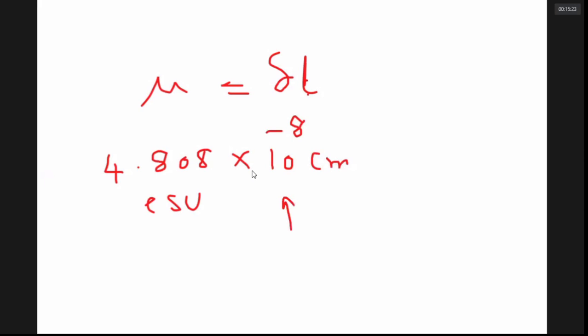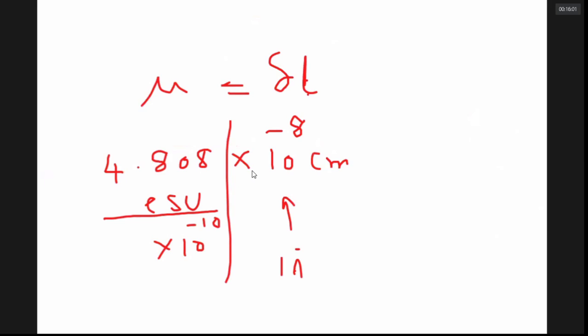Suppose the bond length is 1 angstrom. Charge of electron is 4.8 into 10 to the power minus 10 ESU. What is the old unit of charge of an electron? 4.808 into 10 to the power minus 10 ESU, electrostatic units. What is the old unit of bond length? Angstrom. 1 angstrom is equal to how many centimeters? 10 to the power minus 8 centimeters. Are we very clear, sir?